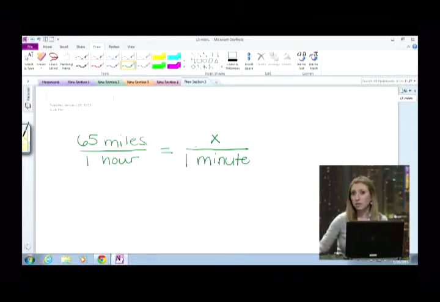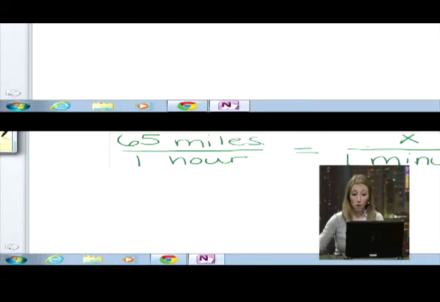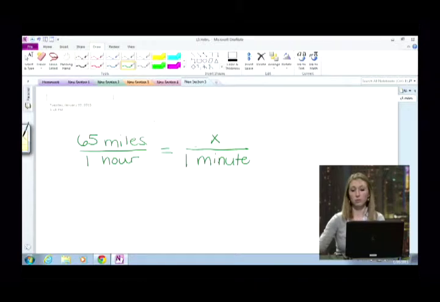One way to solve proportion problems like this is with cross multiplication. I'll show you that today. This is my favorite method because it almost always works, and it works in higher level math. So the first thing we'll do is take 65 and cross multiply it with this 1. So it would be 65 times 1 equals, and then I'm going to take 1 hour times X.